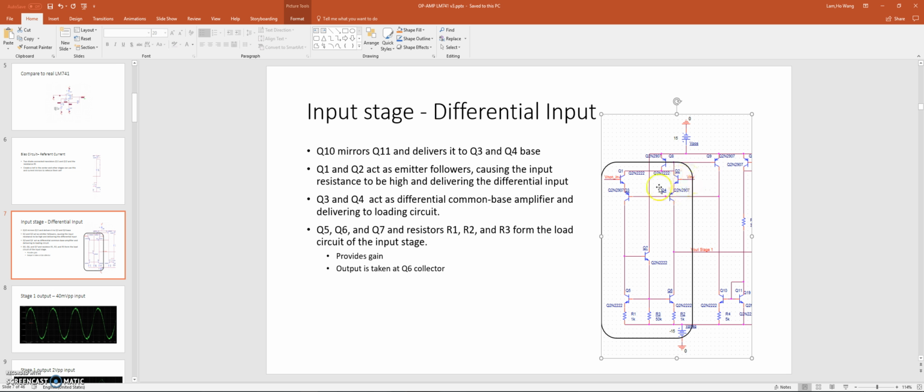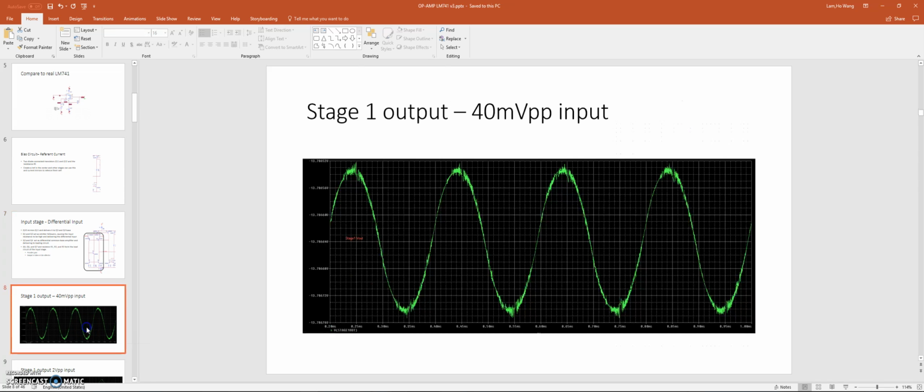On Q2 we have the inverting terminal, and Q1 is the positive terminal of the op amp. Q5, Q6, and Q7, and these three resistors down here, are acting like a load for the input stage. They provide a gain of around 0.6, and the output is taken from the collector of Q6. So here we have our output going out. We're expecting a gain less than 1. Let's see how the waveform looks.